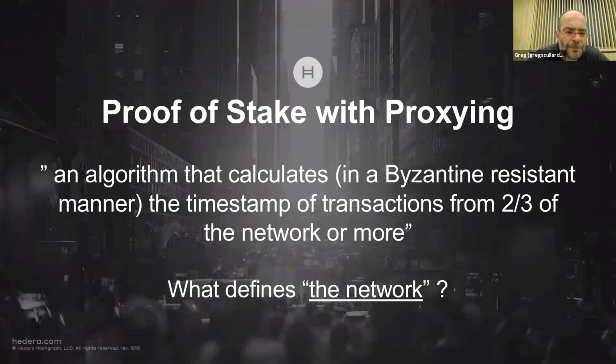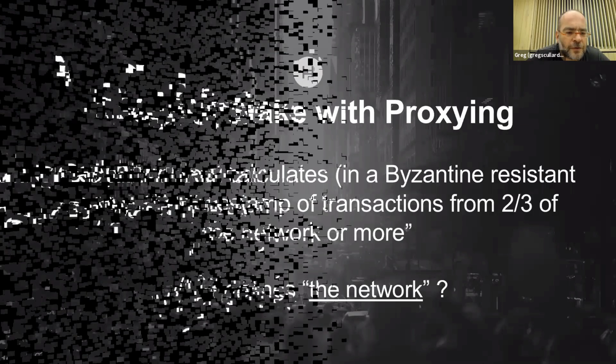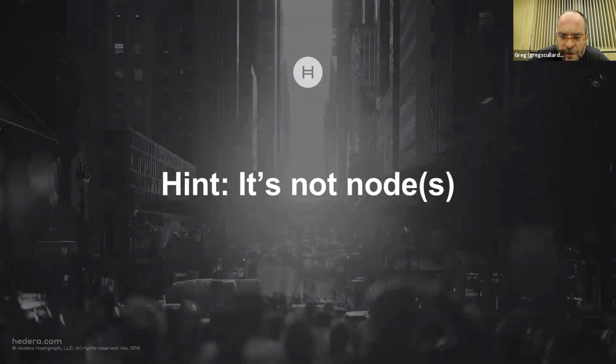Now, looking at proof of stake with proxying, the question is, what defines the network? What defines the 2/3 of the network? If you remember what I said earlier, in Hashgraph permissioned networks, it's nodes that are counted when we come to virtual voting. With the public network, Hedera Hashgraph, it's not nodes. The node count is arguably irrelevant. What's important is how much they stake.